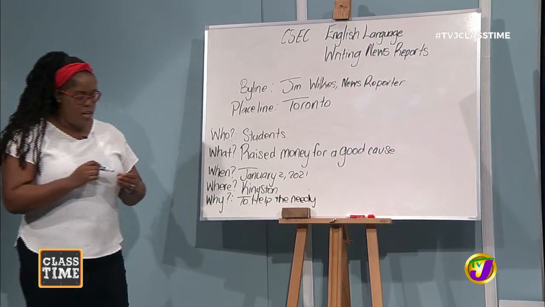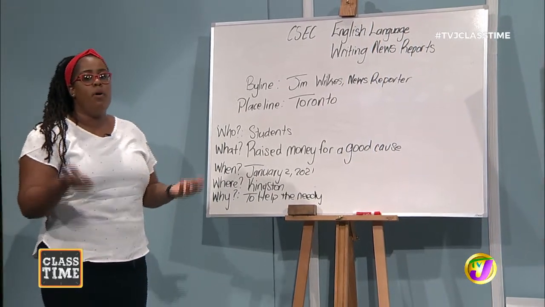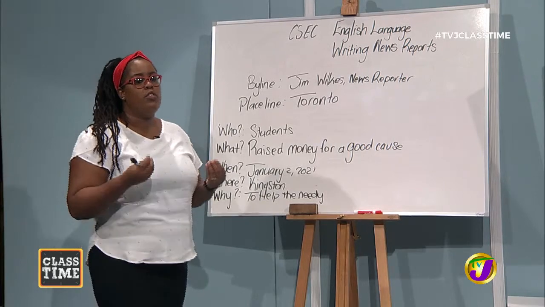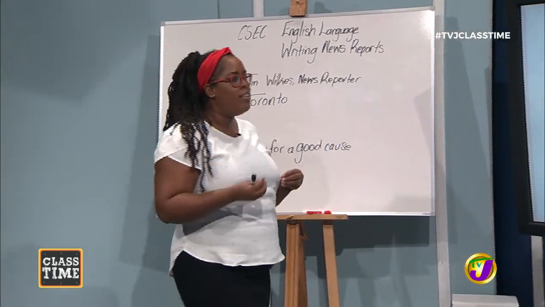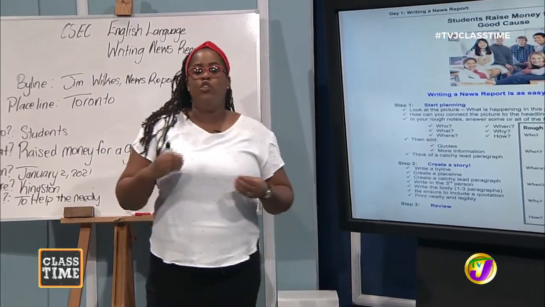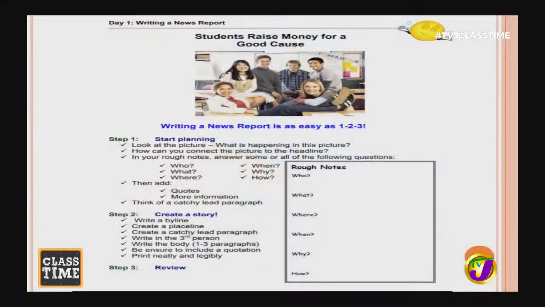All right. Now, when you have your plan, it should resemble something like this. Remember, answer the questions. Have a plan. In order for us to be able to write the news reports effectively, we should have a plan. So we go ahead and we answer these questions. And you see here it says rough notes. So based on all that we have learned as it relates to writing the news reports, we should be able to go through, answer these questions, and then we would be good to go.